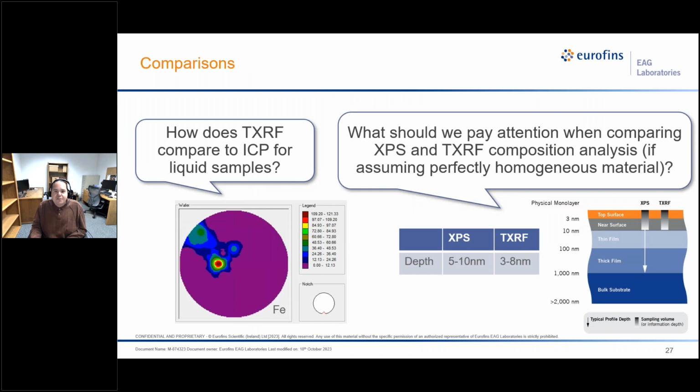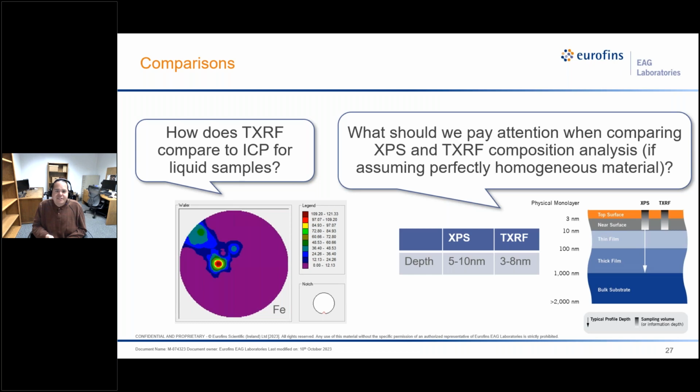So there were a few questions asking about comparisons between different techniques. One technique that is often compared to TXRF is VPD ICP-MS, or vapor phase decomposition ICP-MS. This is another surface technique where an acid droplet is run across the whole surface of the wafer to dissolve the surface contamination, and then the droplet is analyzed with ICP-MS.